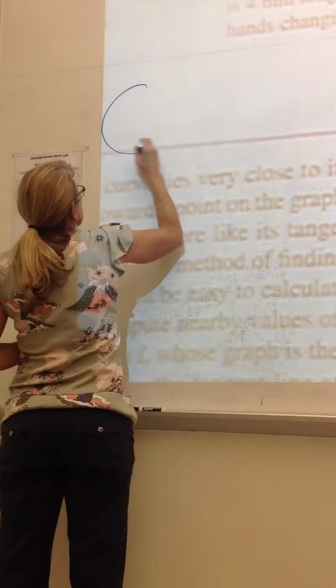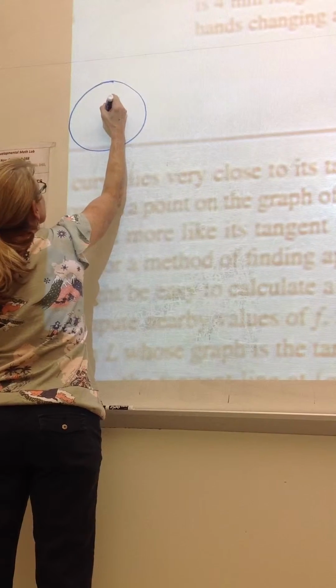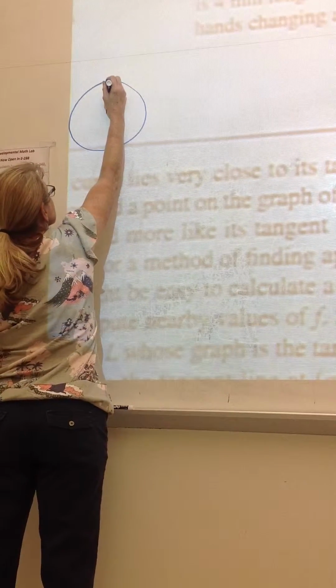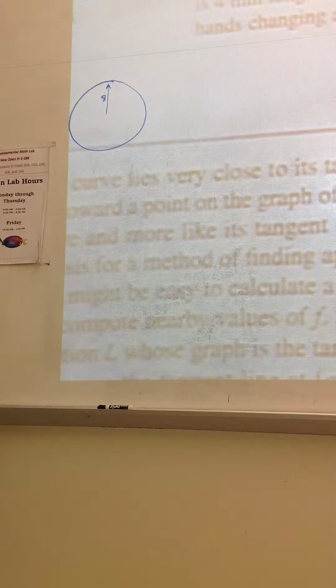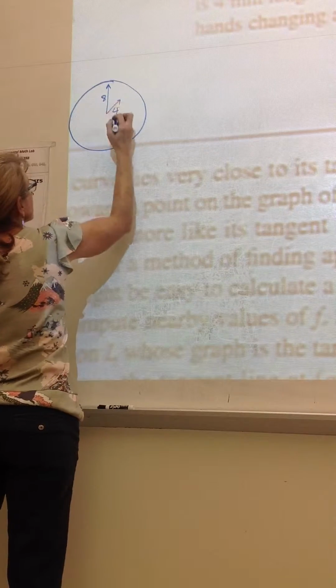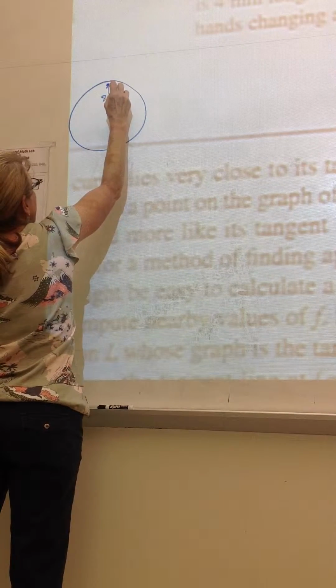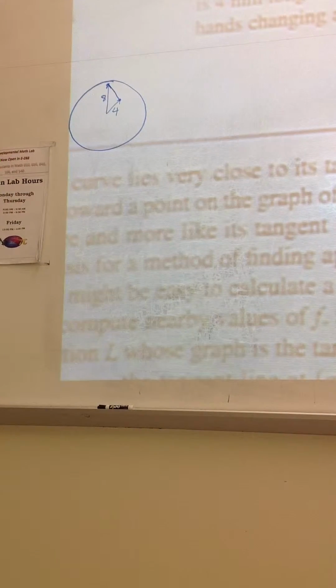We are assuming that they're talking about a traditional clock, not a digital clock. The minute hand is 8 millimeters long, and the hour hand is 4 millimeters long. They're asking us how fast the distance between the tips is changing at 1 o'clock.